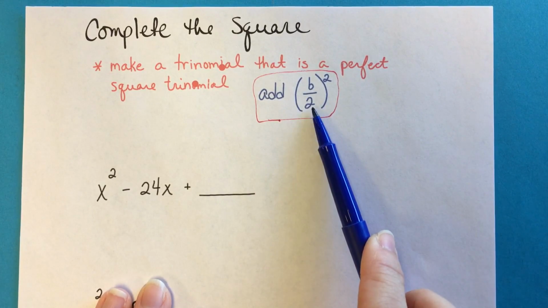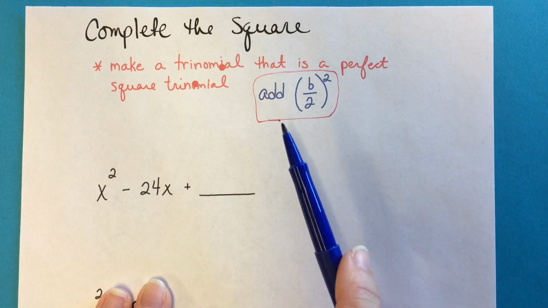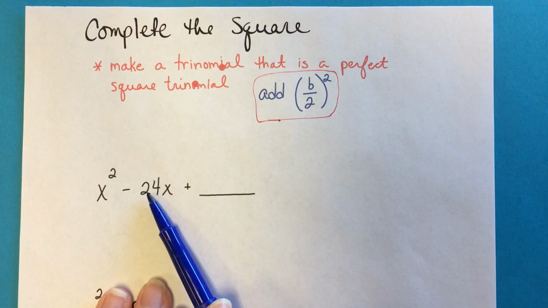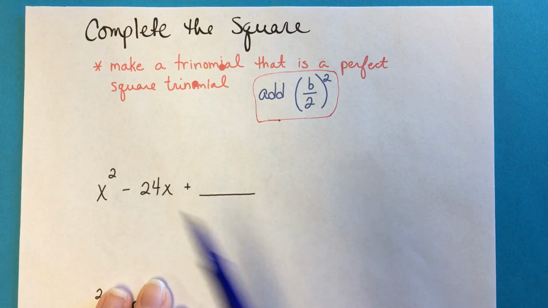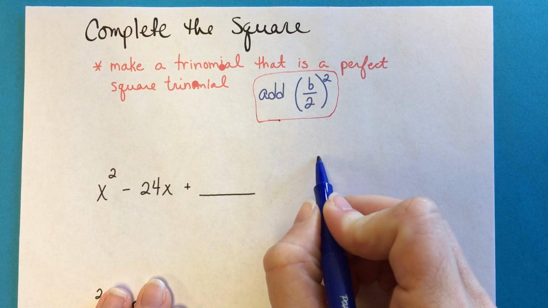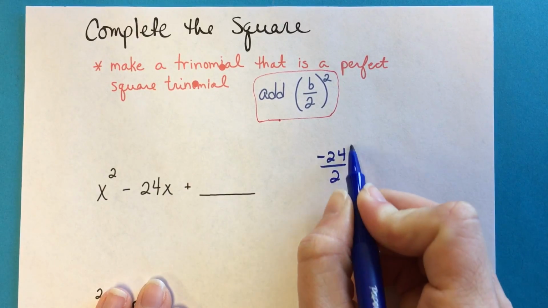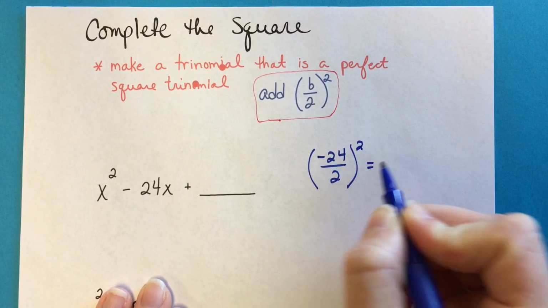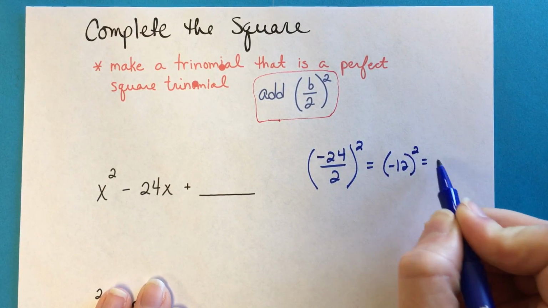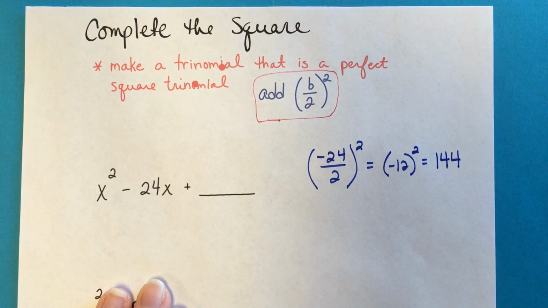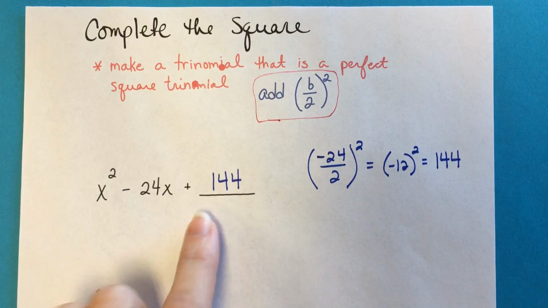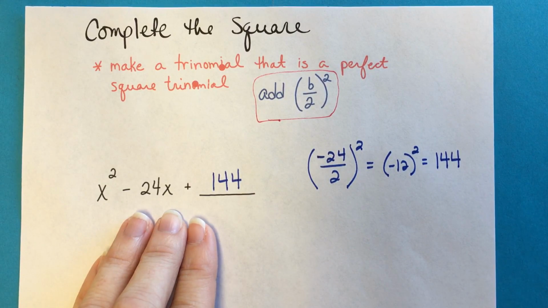So you've got b divided by 2 and squared, okay? So if you remember, b is always the number that's in front of the x that's to the first power. So in this example, that's going to be the negative 24. So take negative 24, plug it into this formula. So I'd have negative 24 divided by 2 and then square it. So this would give me negative 12. And then you square negative 12, you get a positive 144. So that's going to be the value that would be added here that will make this a perfect square trinomial.